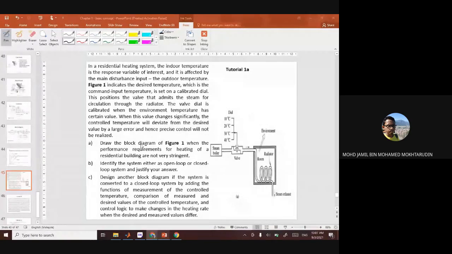Okay, question A. Draw the block diagram of figure 1 when the performance requirements for heating of a residential building are not very stringent.